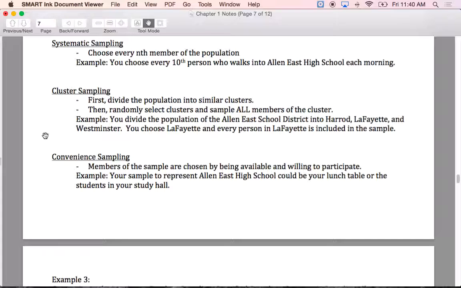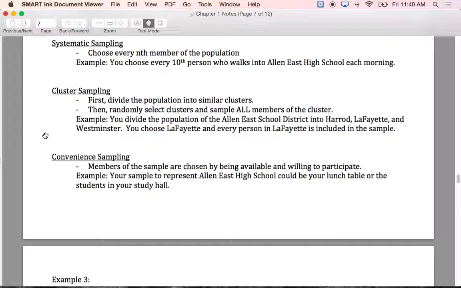A cluster sample is one that happens when you first divide the population into similar clusters, then randomly select clusters and sample all of the members from the cluster. So, for instance, you divide the population of Allen East School District into Harrod, Lafayette, and Westminster. You choose Lafayette, and every person in Lafayette is included in the sample.